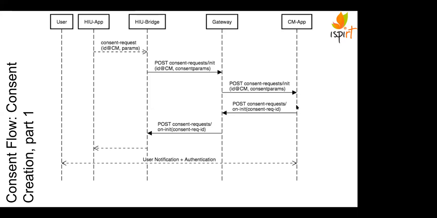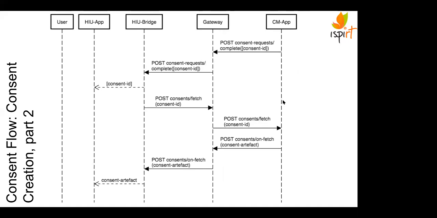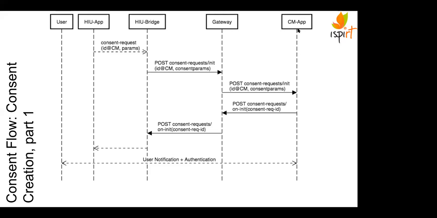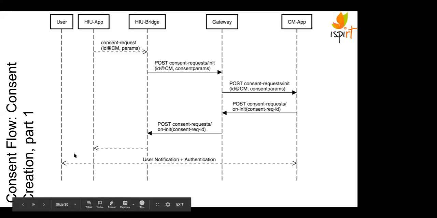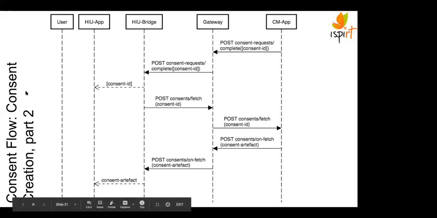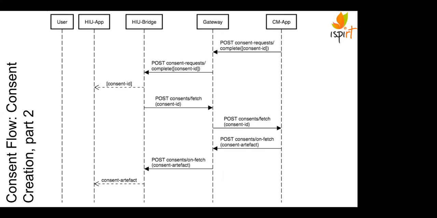The CM app then shows the consent request to the user, right? Saying, hey, this HIU is asking for it. It shows it in a human readable manner, multimedia or otherwise. And the user can then review this request. These are async flows. All of them are async flows. So the user then gets a notification saying, hey, this HIU is asking for your data, so please review it. So in the next part, the user has been notified and the user then approves that consent request.